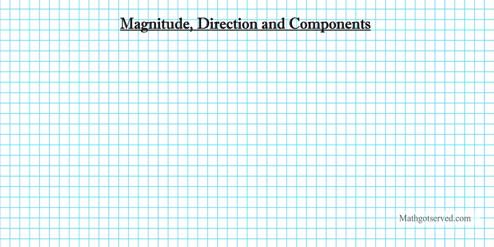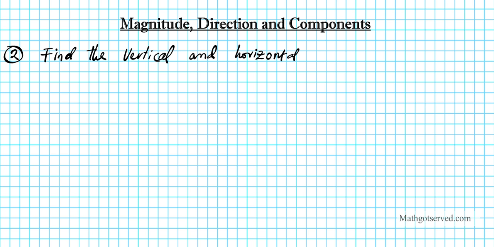All right. Now number 2, we're going to be finding the magnitude, finding the components of a vector. So let's go ahead and write this down for number 2. We are to find the vertical and horizontal components of the given vector.